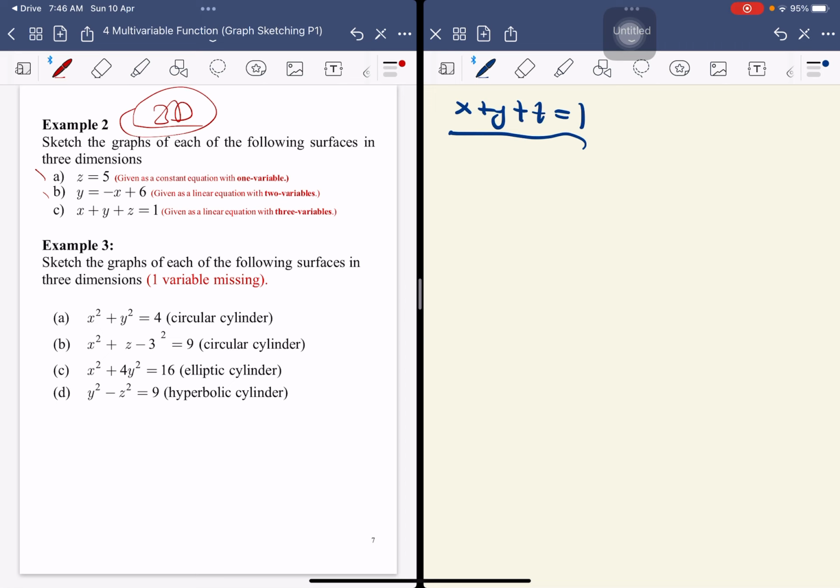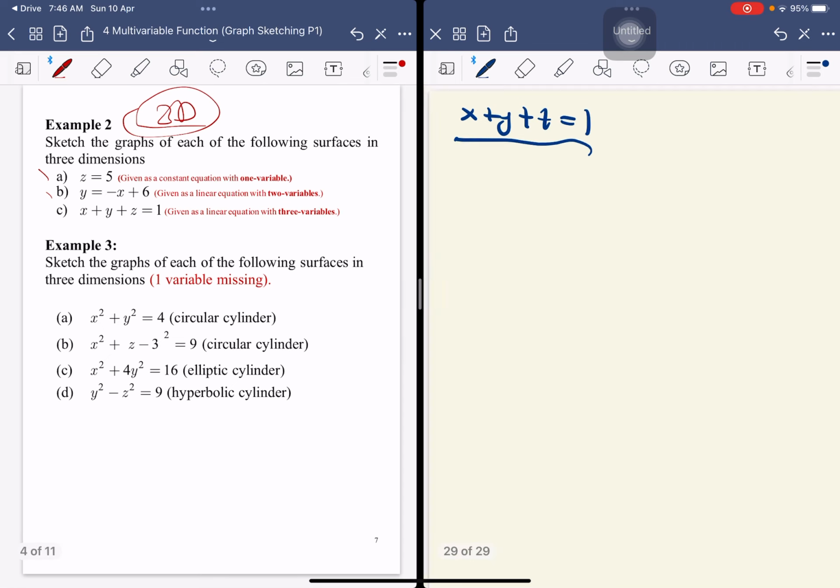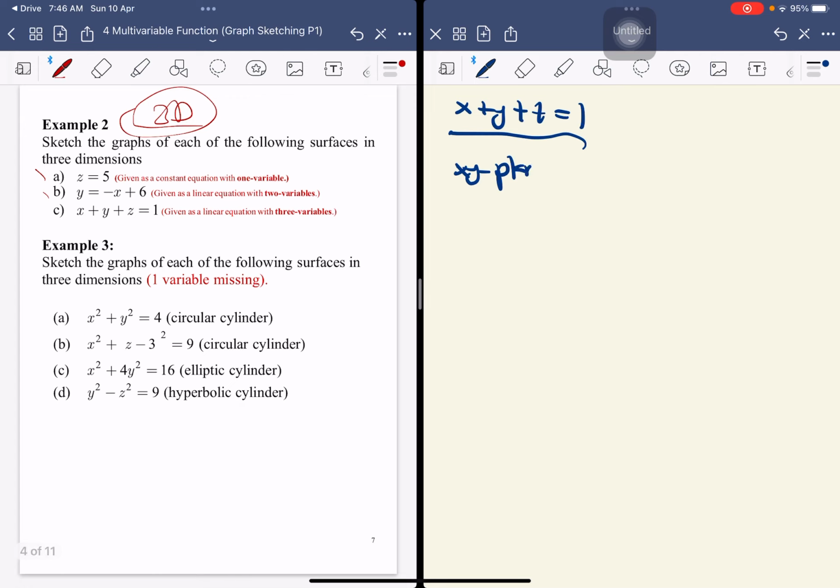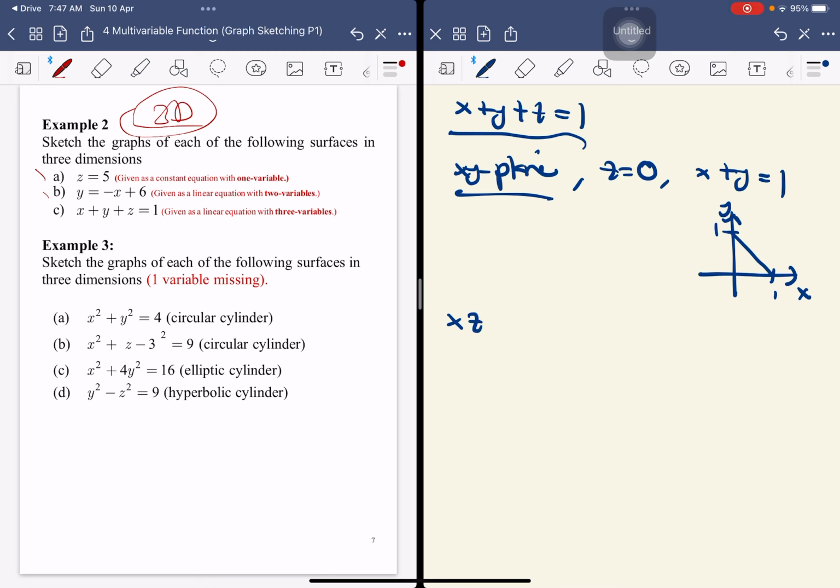So we're going to start with the first trace, which is on the xy plane. The easiest way to get the xy plane is to set z equal to 0. So we're going to have x plus y equal to 1. If you sketch it in 2D, it's going to be like this, x plus y, so it's going to be like this, right? 1 and 1. The next one is for you to get the second trace at the xz plane.